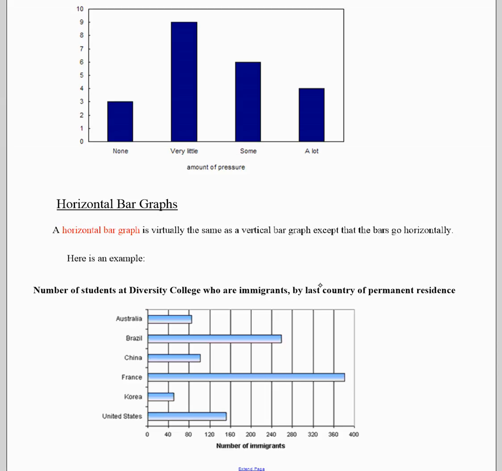Again, we have a title. We have a label with a scale, and we have our countries. Technically speaking, this one's probably missing something. It should have a label for that axis, which would be country. And everything else, again, is nice and neat, uses a ruler, it's professional looking. So that's an example of a horizontal bar graph.